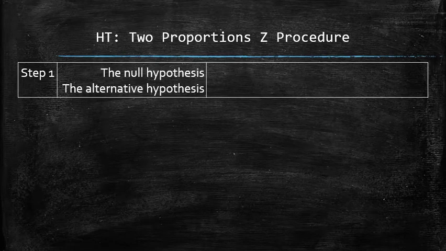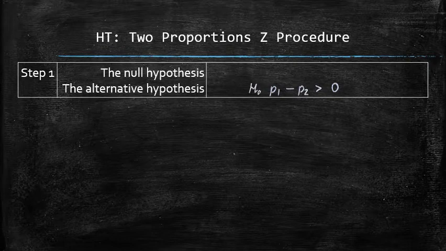Since our claim P1 minus P2 is greater than 0 is in the form of an inequality, we are going to set it up as an alternative hypothesis. Therefore, the null hypothesis, which is always in the form of an equation, must be P1 minus P2 equal to 0. So the test is right tail.